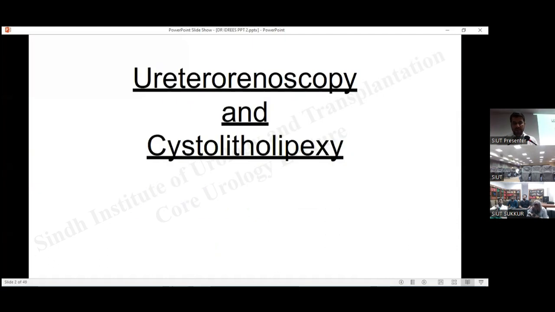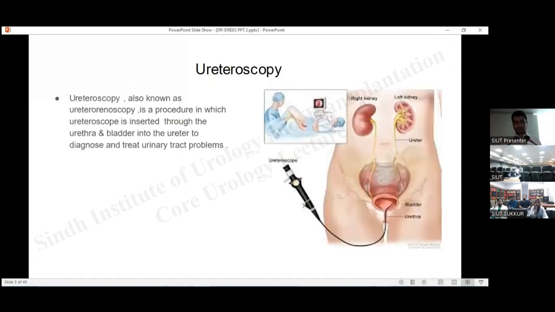Today I'm going to present the management of ureteric and bladder stone, in this ureterorenoscopy and cystolitholapaxy. First of all, ureteroscopy. Ureteroscopy, also known as ureterorenoscopy, is a procedure in which a ureteroscope is passed through the urethra and bladder into the ureter to diagnose and treat urinary tract problems.